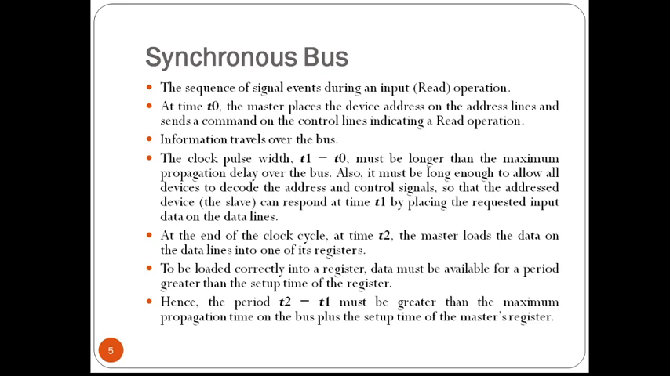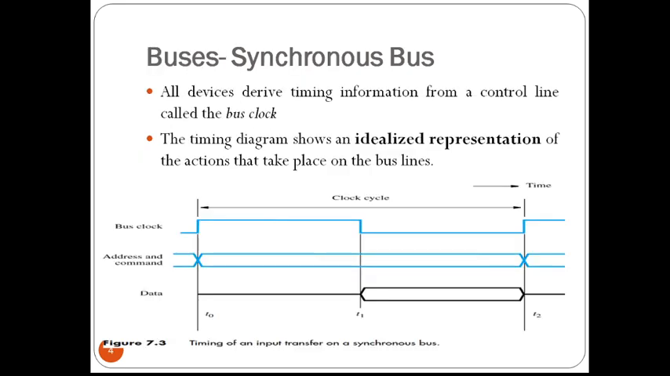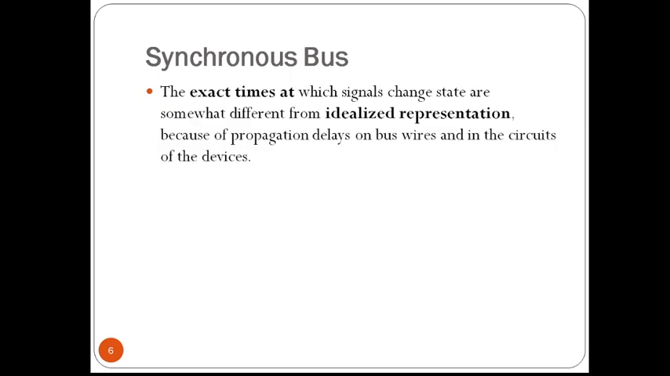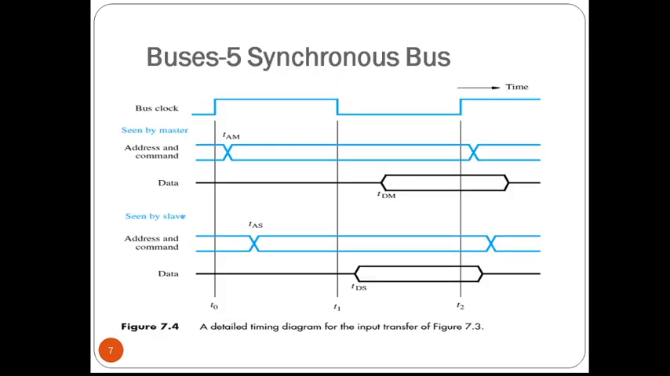The timing diagram we have seen is an idealized representation of the actions that are going to take place on the bus lines. The exact times at which the signals actually change state are somewhat different from what is shown in that figure, because of the propagation delays on the bus wires as well as in the circuits of the devices. We have another figure, 4.24 from the textbook. It gives a more realistic picture of what happens in practice.